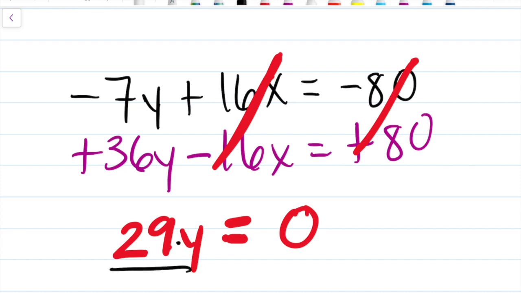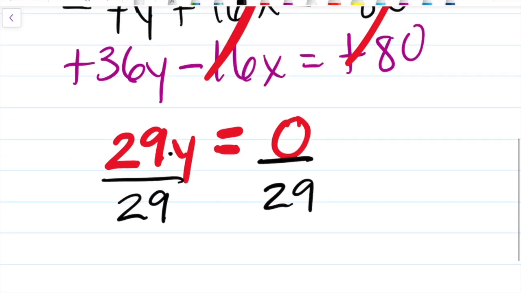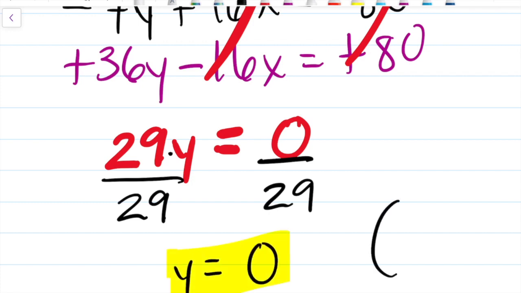The opposite of times is division. 29 divided by 29 is 1. That's 1y. And that equals 0 divided by 29, which is 0. So in other words, y is equal to 0. Guys, we found the first answer. When it comes to a point, we found the second value right there. We've got to find now the x.